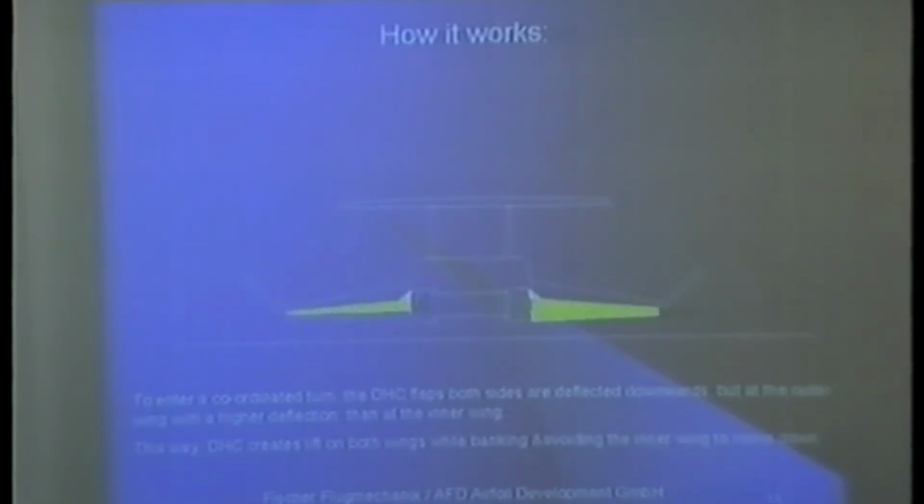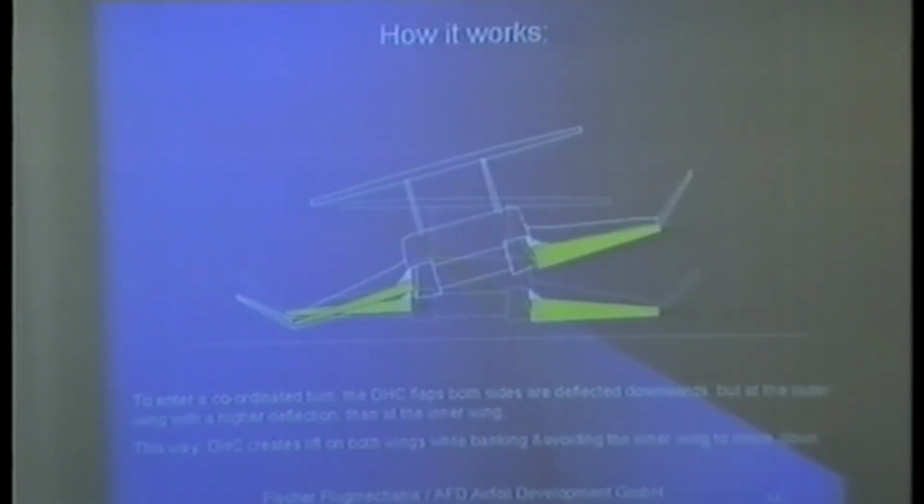To make a coordinated turn, we extend the inner flap a little bit and the other flap a little bit more. So we have then an automatic bank without using the ailerons. And the distance of the inner wing remains constant.